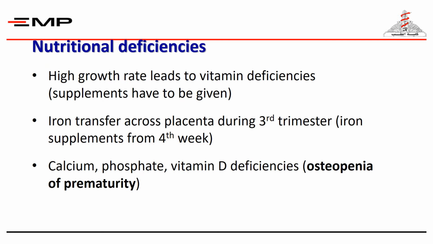Preterms have high growth rates, which leads to vitamin deficiency, so supplements have to be given. Otherwise, they will enter easily into nutritional deficiency. Iron transfer across the placenta is maximum during the third trimester, so iron should be supplemented early from the fourth week. Calcium, phosphorus, and vitamin D deficiency are very common in preterm babies, leading to osteopenia of prematurity.